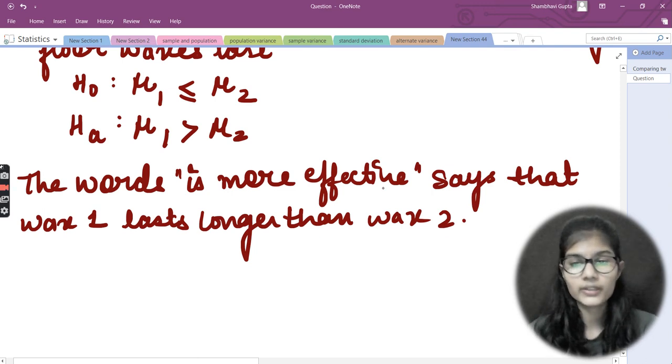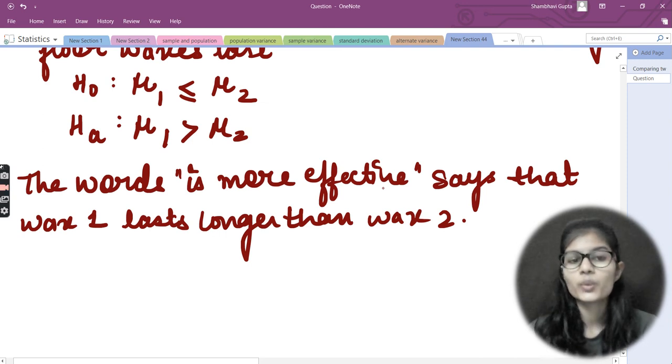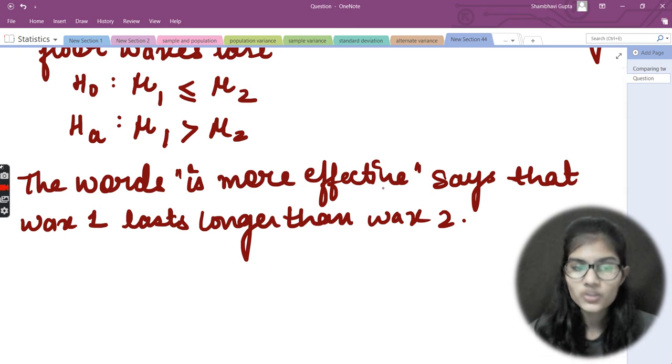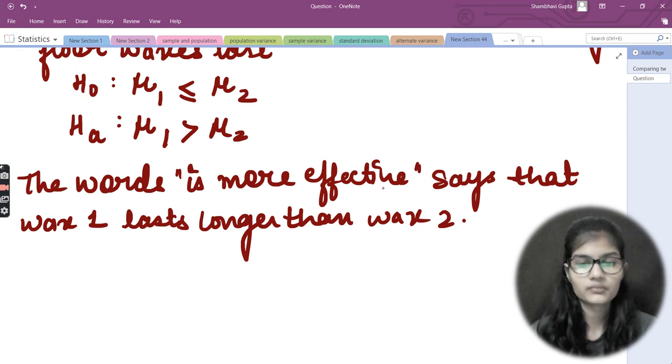When we just talk about that something is more effective, in that case you are indirectly saying that this particular thing lasts longer than this particular thing, right? So here we have taken the example for the wax. When this term came that which wax is more effective, it actually means that wax 1 lasts longer than wax 2. Okay, fine.